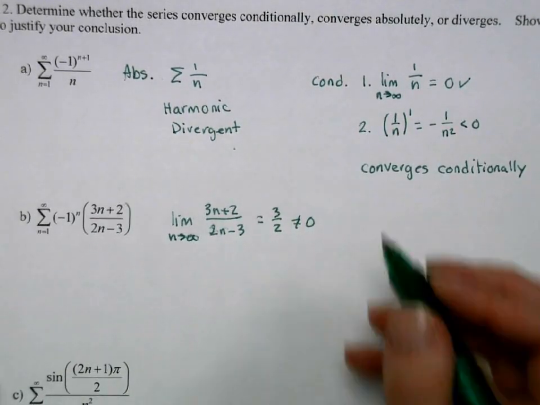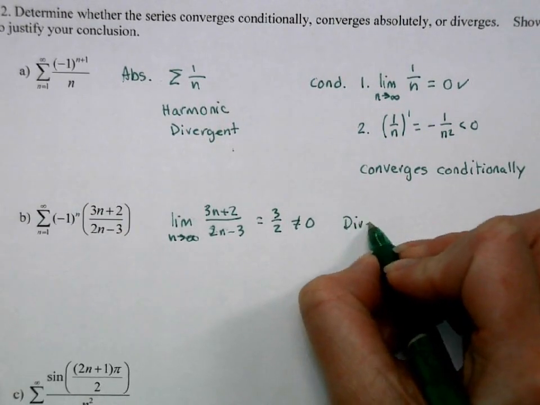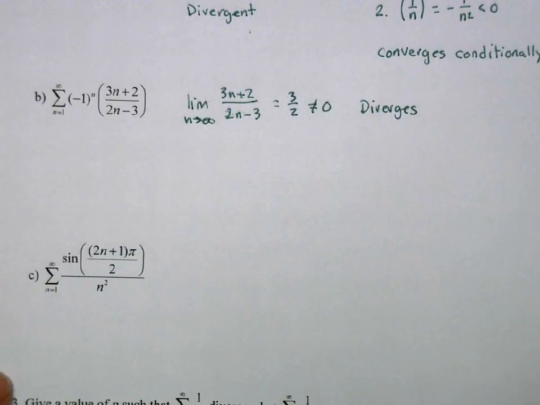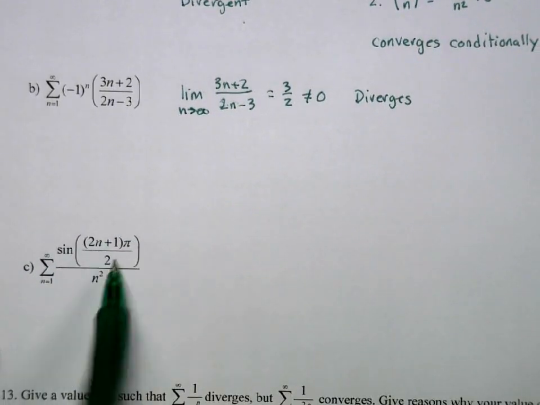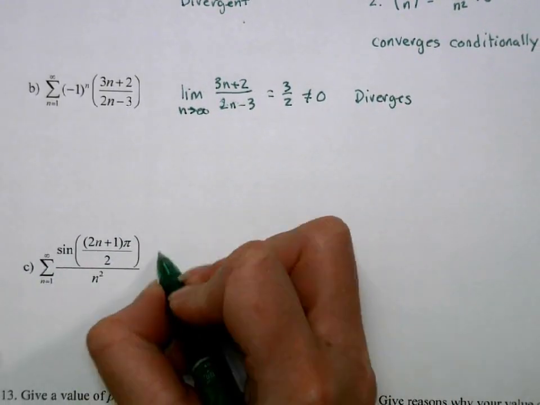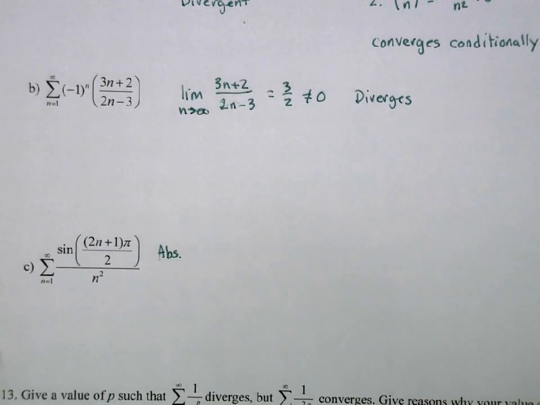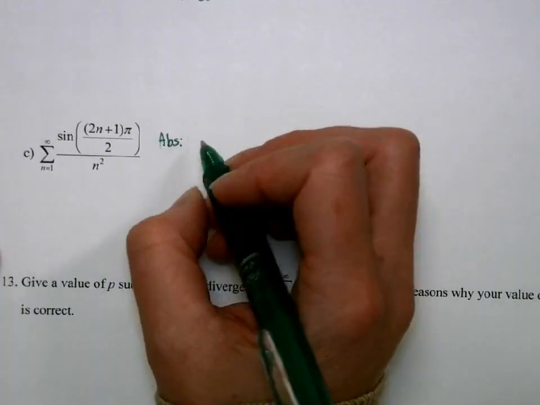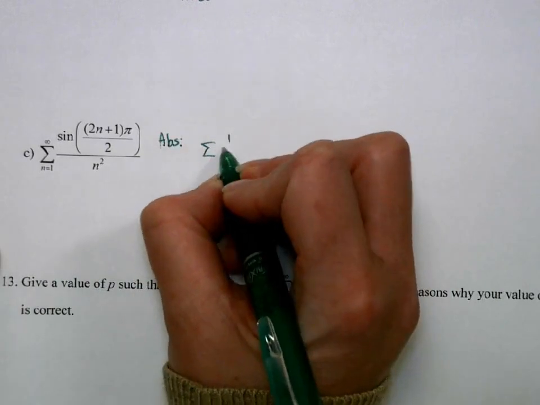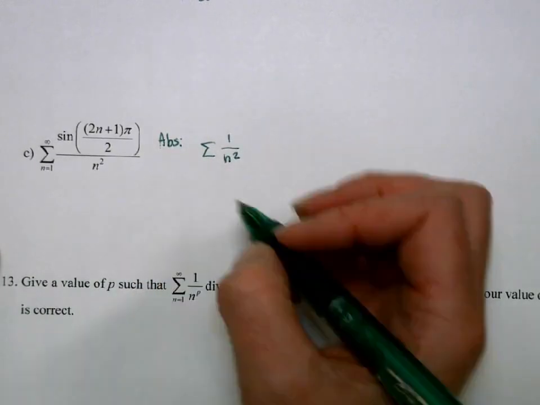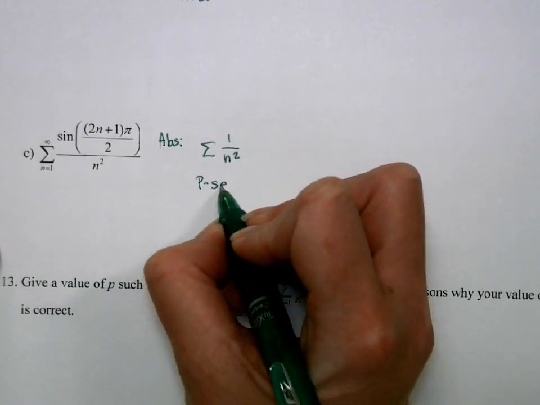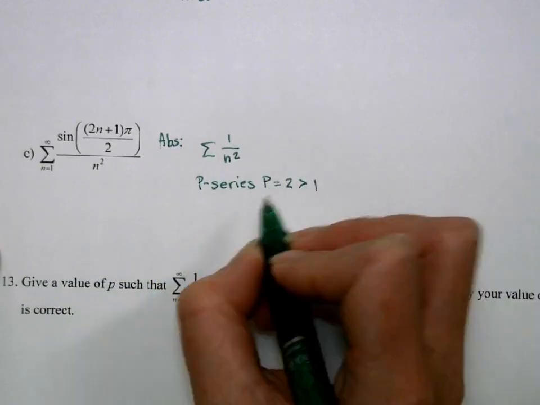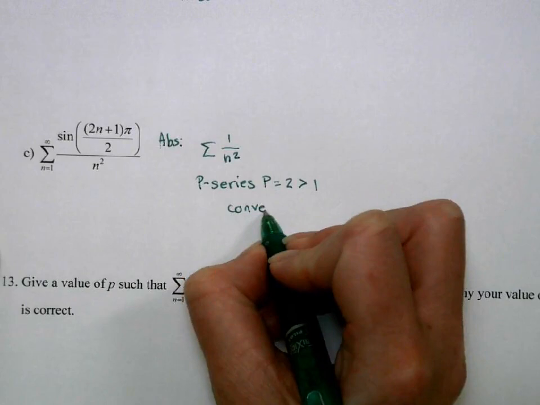Okay, the last one. Okay, this is our funny looking alternator, but that's what it is. It turns from negative 1 to 1. So absolutely, if I look at the series 1 over n squared, that's a good old-fashioned p-series test, where my p is 2, which is greater than 1, which means this converges. Okay, if the absolute value converges, then they both converge, so we say this converges absolutely.